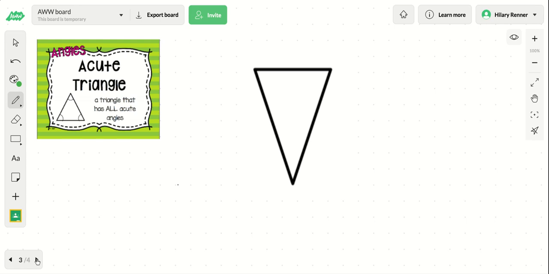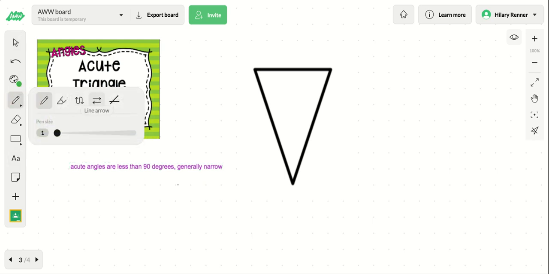The next type of triangle that we have is an acute triangle. Now, going back to our angles lesson from a few lessons ago, we know that acute angles are all angles that are less than 90 degrees. So they're very narrow and small. So I will remind you guys that by saying acute angles are less than 90 degrees, generally narrow. So an acute triangle, boys and girls, has three acute angles on it.